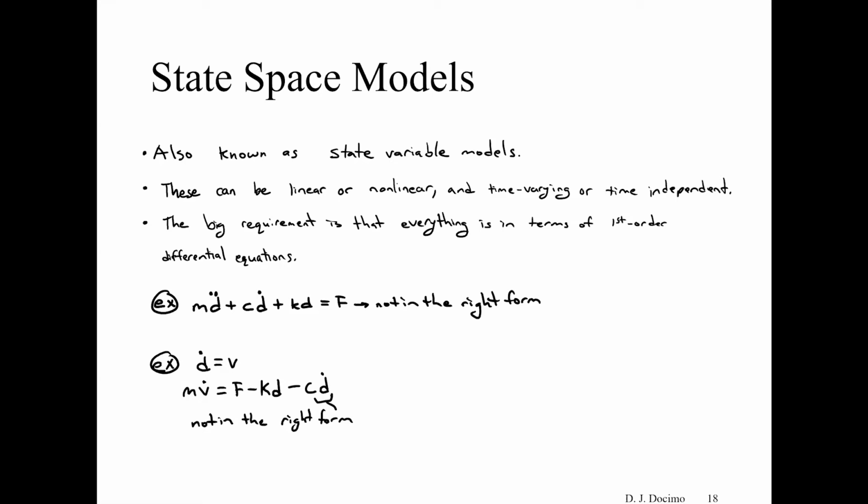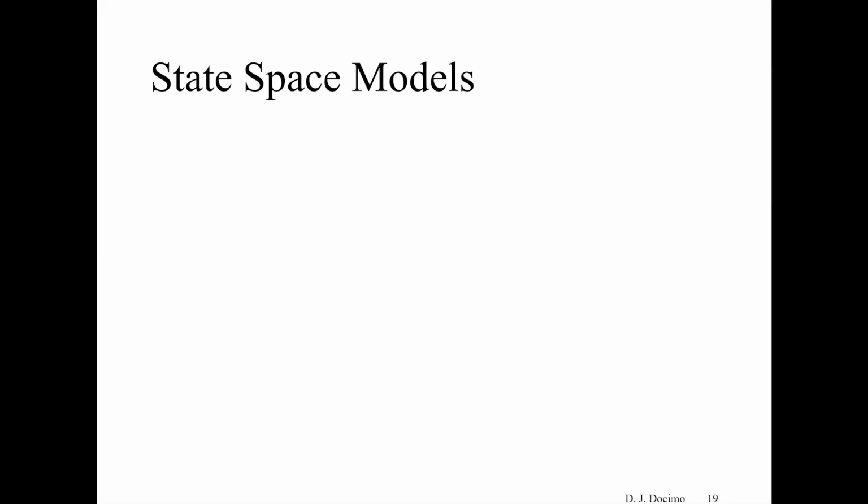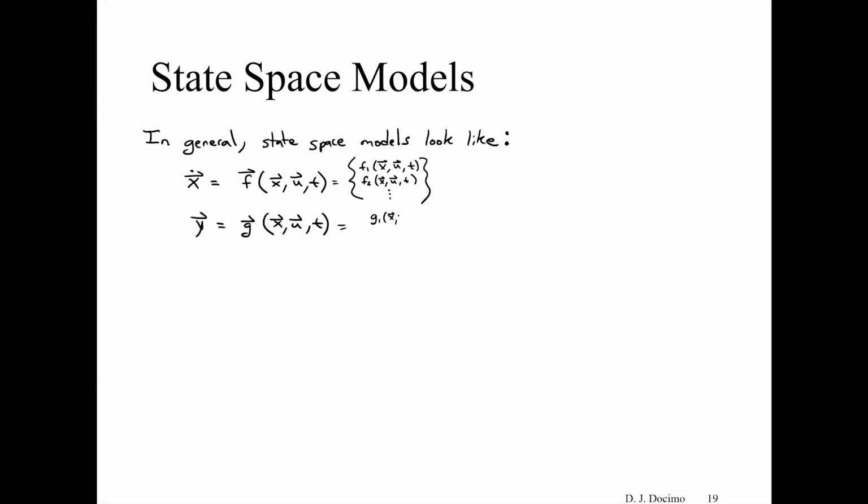We don't want to have that d dot there on the right side when we also have v dot on that right side. So an example that's getting really close: d dot is equal to v, and then m v dot is equal to f minus k times d minus c times v. That's almost the right form. All we really need to do is move that mass over to the right-hand side of that equation, and then we'll be good. So in general, what do state space models look like?